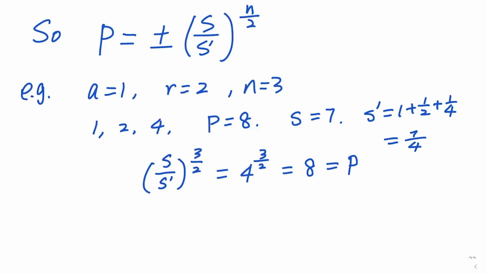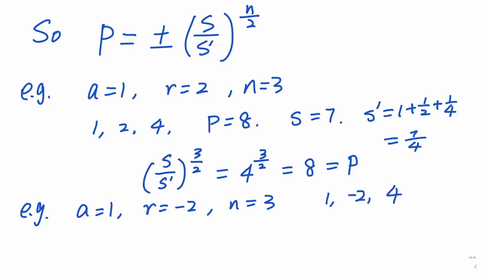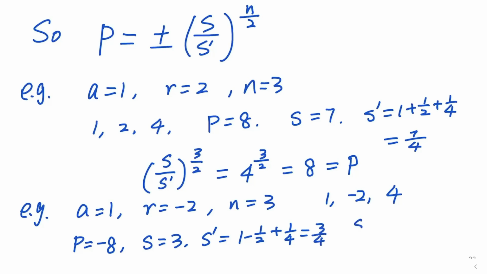This one works. Now I change it a little bit. I consider A equals 1, R equals negative 2, and n is still 3. Then my sequence is 1, negative 2, 4. My P is negative 8. S is 3. S prime is 1 minus a half plus 1 over 4, which is 3 over 4. S over S prime is still 4. And S over S prime to the power 3 over 2 is still 8, which is negative P.